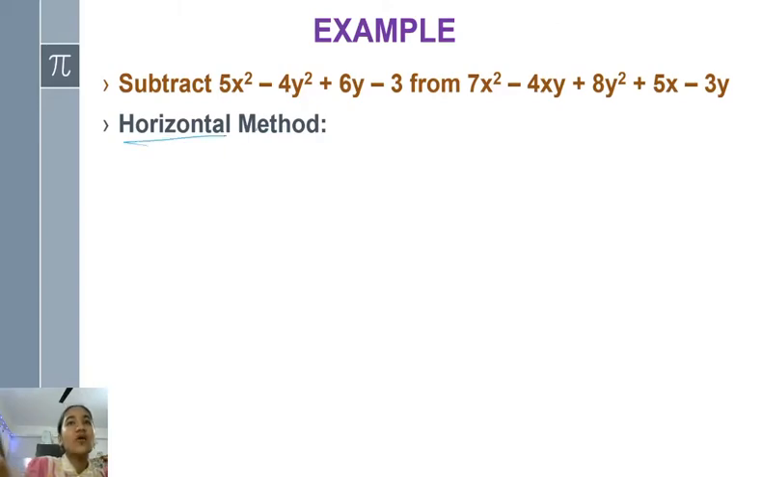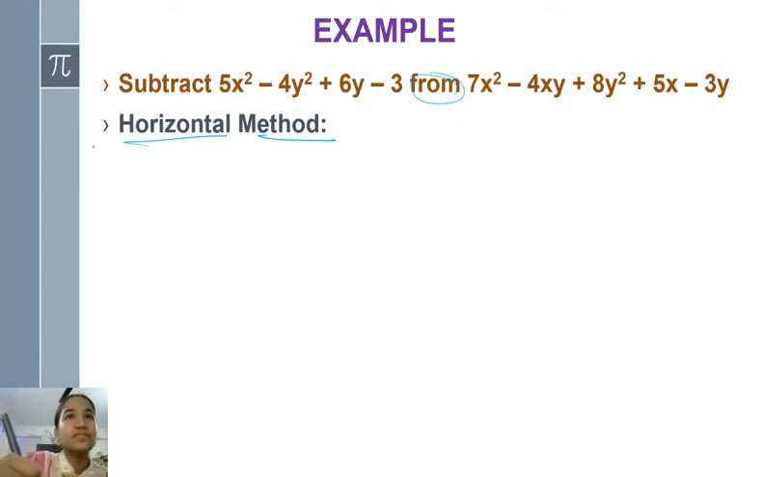Yes, so with the horizontal method, let's solve it. Whenever "from" comes, the second expression you are going to place first and the first expression at the last, right? So, subtract 3 from 7. So, 7 minus 3 you are going to do, alright?